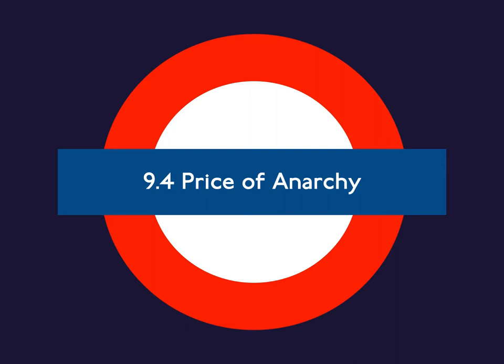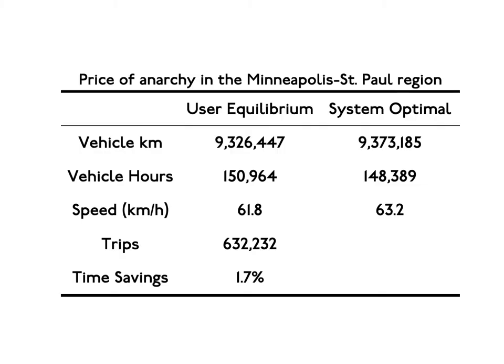9.4. Price of anarchy. How inefficient is it to let everyone decide their own routes? The ratio of the travel time that results from each user trying to minimize their own time, subject to everyone else doing the same, the user equilibrium travel time, and the travel time that results from systematically allocating routes to drivers to minimize the total travel time on the network, the system optimal travel time, is the price of anarchy.